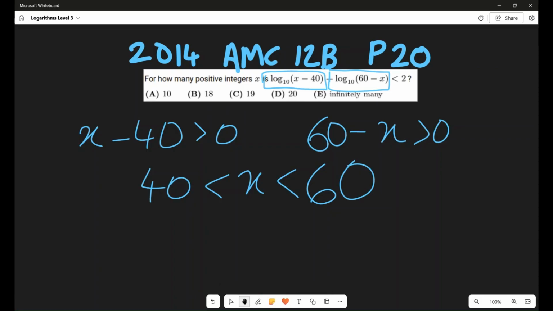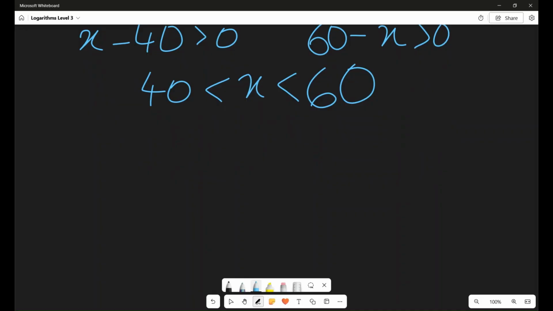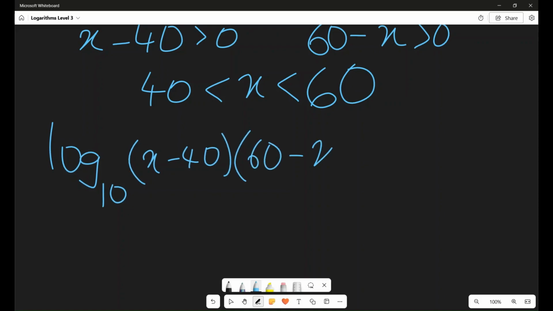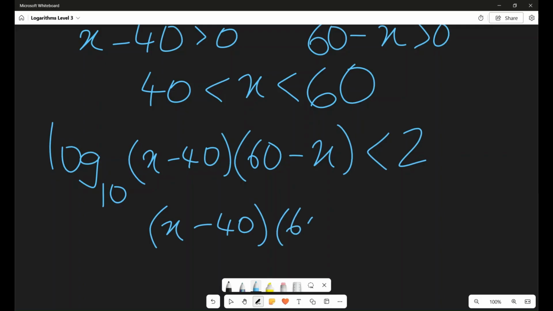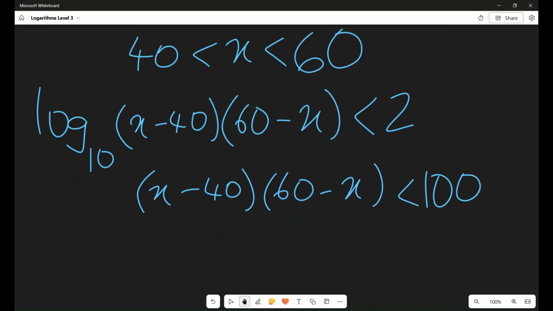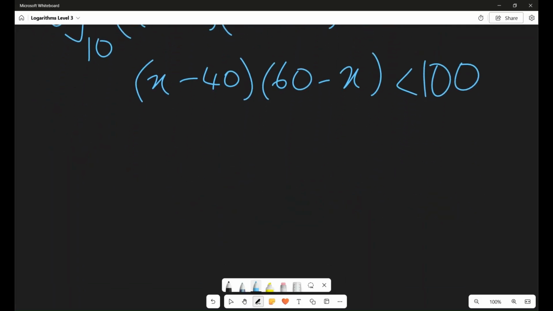So now that we've got that done, and we know the domain of x, and we know what values aren't even in the domain, now we can try condensing the left-hand side. We get log base 10 of (x minus 40) times (60 minus x) is less than 2. Now, if we take 10 to the power of both sides, we get (x minus 40) times (60 minus x) is less than 100. Now we can simplify this out.